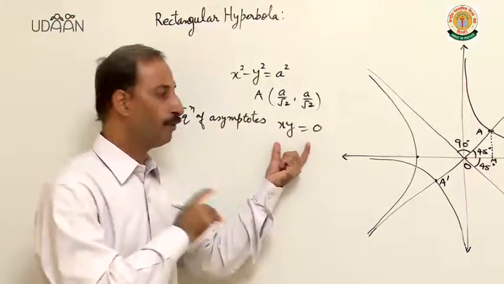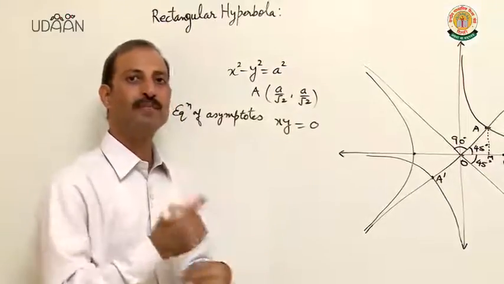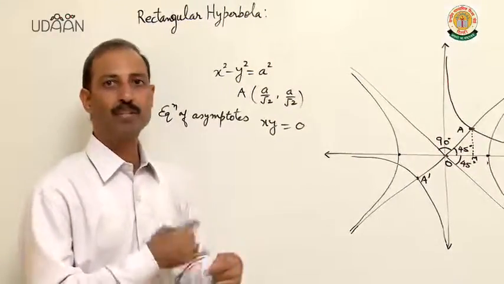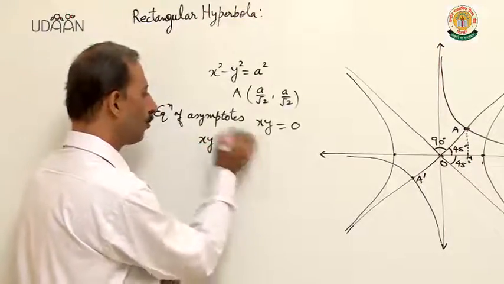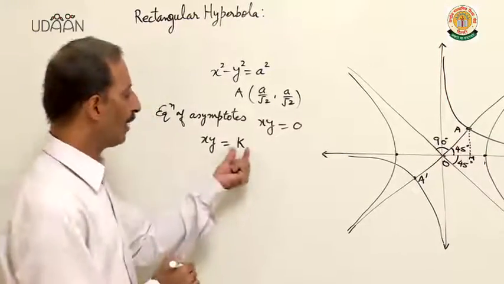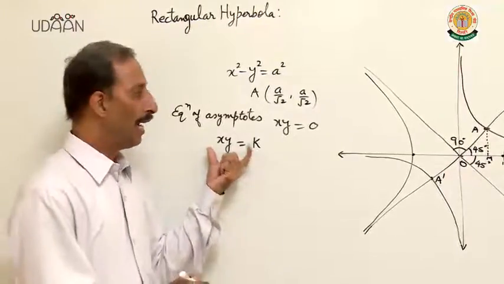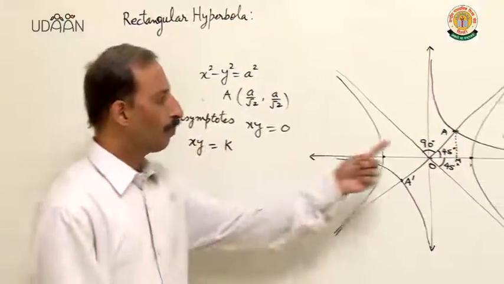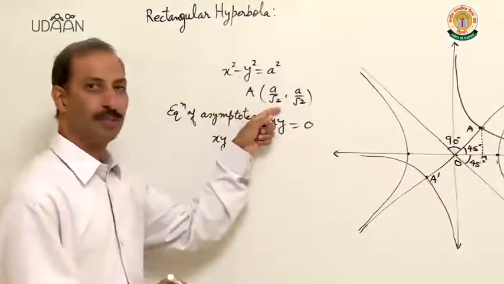Now you already know, if you know the equation of asymptotes, what is the difference between the equation of hyperbola and the equation of asymptotes? So the equation of hyperbola I can say is xy is equal to k. There is a difference of only a constant quantity, which I have taken as k. Now this is the equation of hyperbola, and this hyperbola passes through the point A, and the coordinates of the point A will be this one.